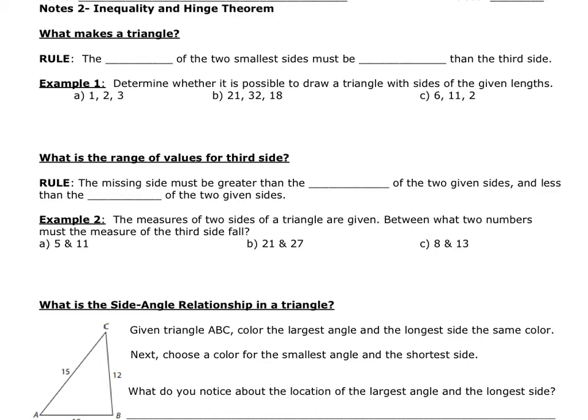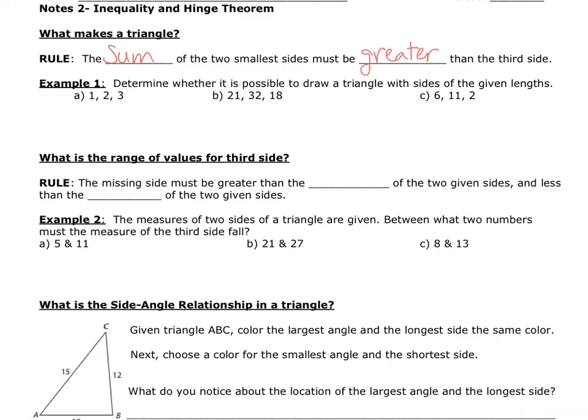In notes number 2, we're going to talk about inequalities and the hinge theorem with triangles. So first off, we're going to look at what makes a triangle. What do we need for the lengths of the sides? We need the sum of the two smallest sides to be greater than the third side.